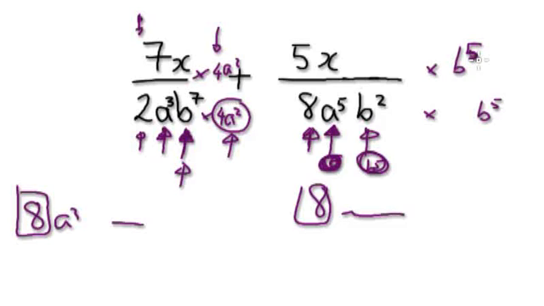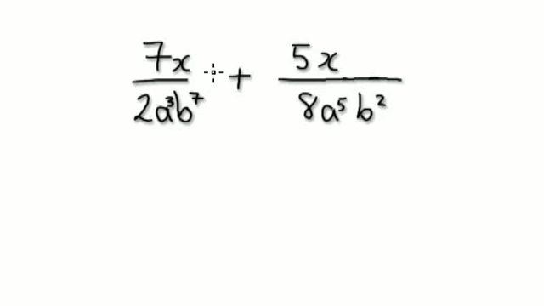Let me just tidy this up. So remember, over here I'm timesing the top and bottom by b to the power of 5. You just have to develop your own technique here. And here I'm going to times the top and bottom by 4a squared. Okay, 4a squared.